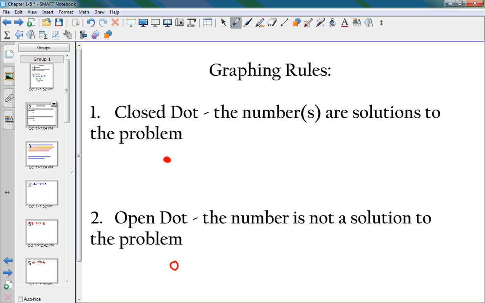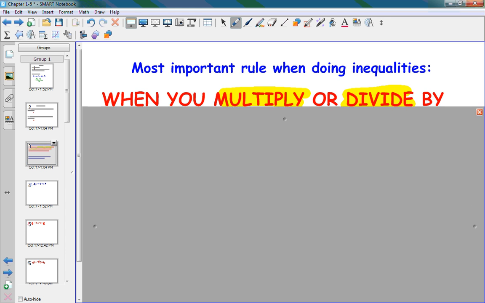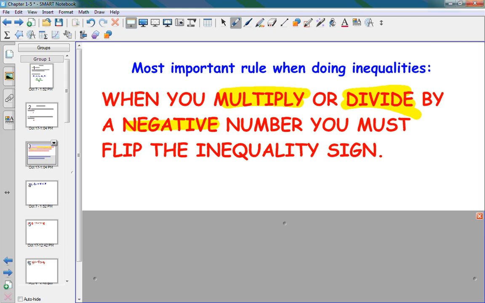Now, the biggest rule that you need to remember, the most important. You solve these exactly the way you solve equations, except there's one important rule. When you multiply or divide by a negative number, you must flip the inequality symbol. You have to. If you don't flip the inequality symbol, you are going to get a false statement. And the point of solving an equation and solving an inequality is to make the statement true. And the only way you can make the statement true is by making sure that you flip the sign when you multiply or divide by a negative number.